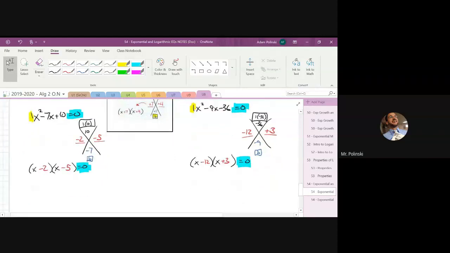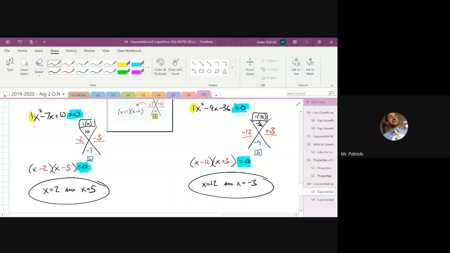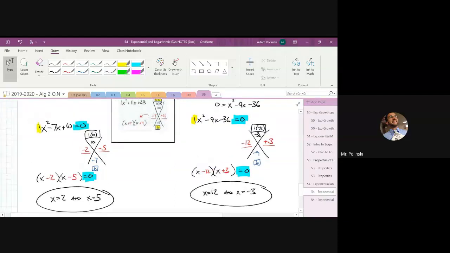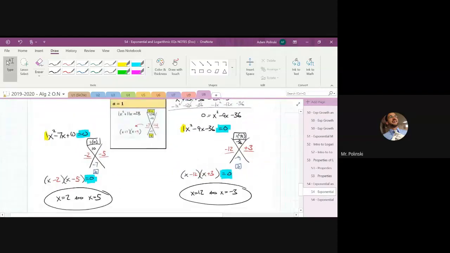What are our answers going to be for the first one? If (x - 2)(x - 5) = 0, that means my answers are x = 2 and x = 5. Here, then, that means x = 12 and x = -3. So notice we're getting 2 answers for each of these because we ended up actually factoring.